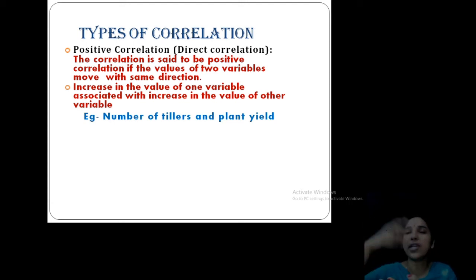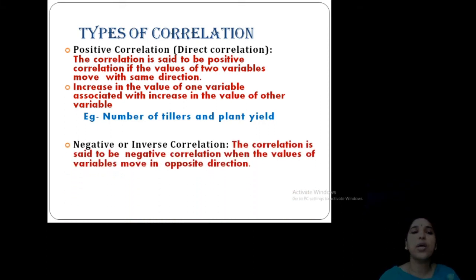When the number of tillers or branches is more, yield is also more. So both move in the same direction. Understood? When you study more, meaning taking more effort, your result will be very high. When you are not taking any effort, the result will go down. So that is the same direction.